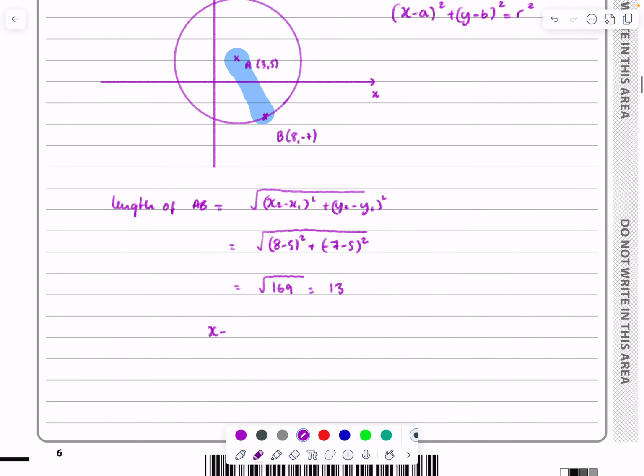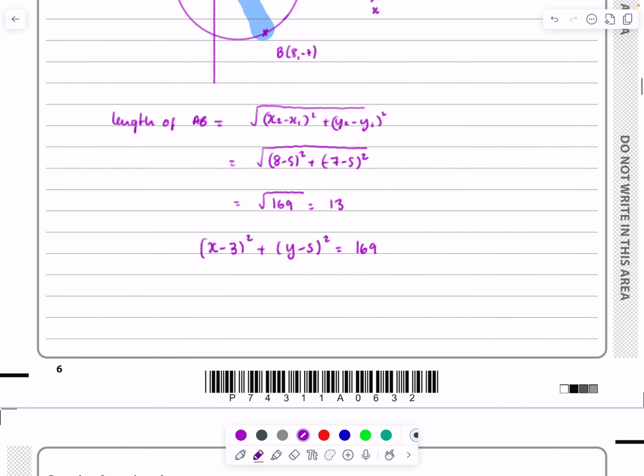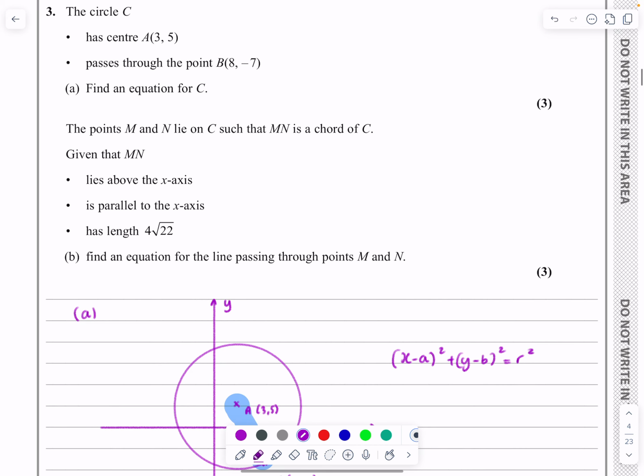So if I want the equation of C, the equation of C is (x - a)², so that's going to be (x - 3)², (y - b)², that's going to be (y - 5)², that's equal to r², so equal to 13² or equal to 169. Doesn't matter how you show your working out for that part. So that's part A done. Let's have a look at part B.